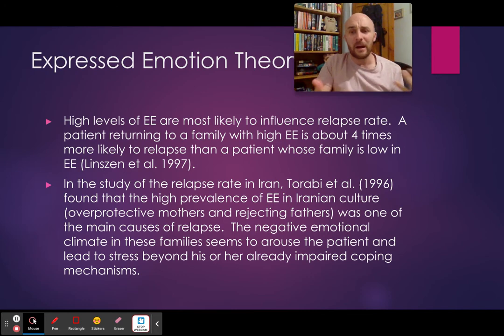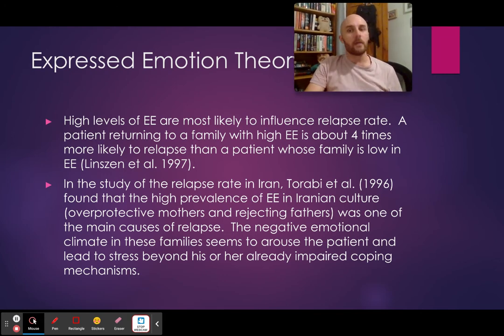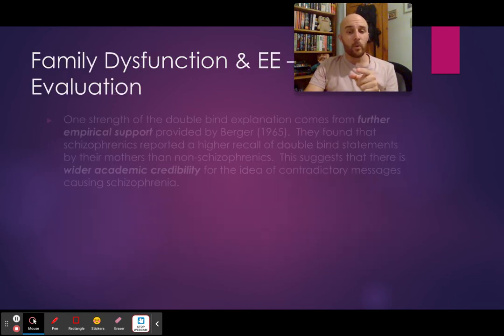So it's this idea about how culture can influence schizophrenia, and the negative emotional climate in these families seems to overwhelm coping strategies. High expressed emotion is a very good explanation of how people keep schizophrenia, not necessarily what causes it, but a very good explanation for what maintains it. And that's actually a relatively important point.